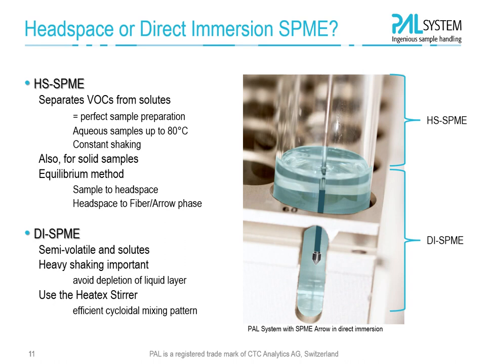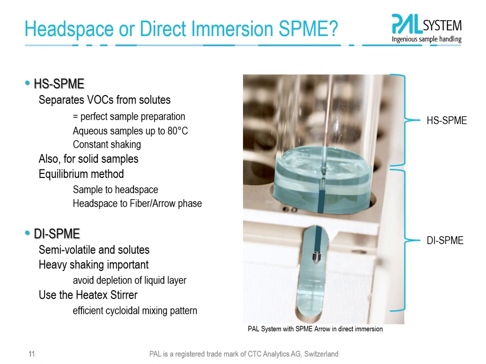Which options do we have for sampling with SPME? These are the extraction from the sample headspace or the direct immersion into an aqueous sample. For headspace SPME, we keep the sorbent phase in the sample headspace, as we see it here on the right. It separates the VOCs completely from the solutes, which is a perfect sample preparation procedure. Aqueous samples are incubated at 60 to a maximum of 80 degrees C, while we constantly shake the vial.